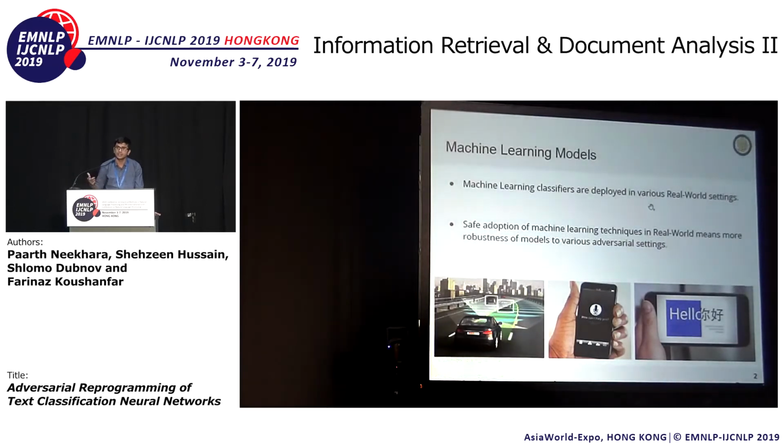One of the motivations behind this work is that neural networks are being deployed in various real-world settings these days, or will be deployed in the future, like autonomous cars, voice assistants on smartphones, machine translation systems, etc. So it's really important to ensure the safe deployment of these models in various real-world settings. And to ensure safe deployment, we need to study what kind of vulnerabilities exist in these systems.